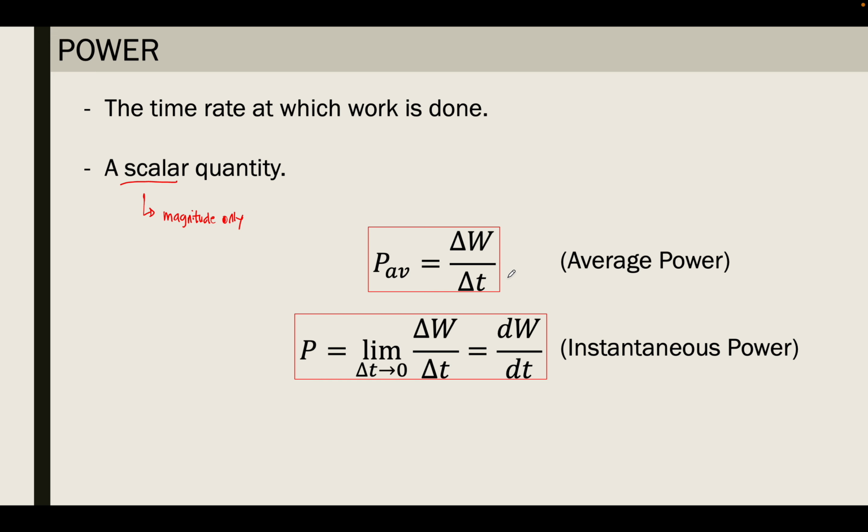So again, these are the equations. Average power is equal to the change in work divided by the change in time, whereas for the instantaneous power, we still have the change in work done divided by the change in time.